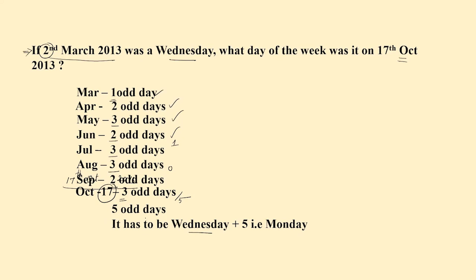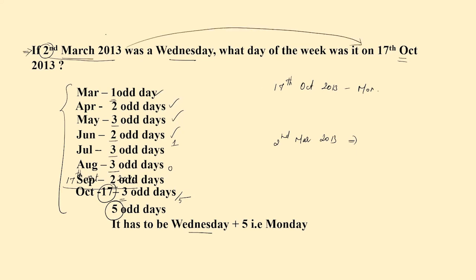Now the same question can be asked in the reverse way as well. They may tell you 17th October 2013 was a Monday. So what day of the week was it on 2nd March 2013? Do not get confused because this is in reverse order. Don't worry, you do it the same way. You will get the number of odd days as 5. But this is going backward. From March to October is a forward case, so you're adding. But from October to March, it's a backward case.